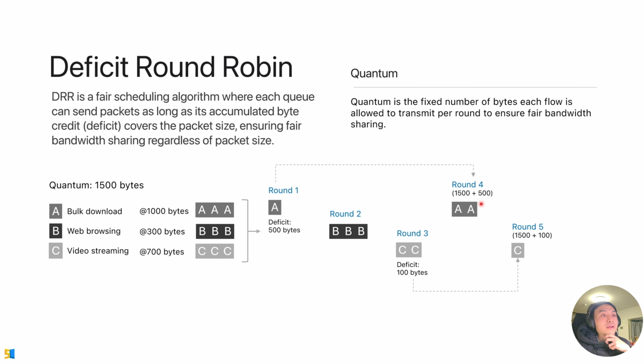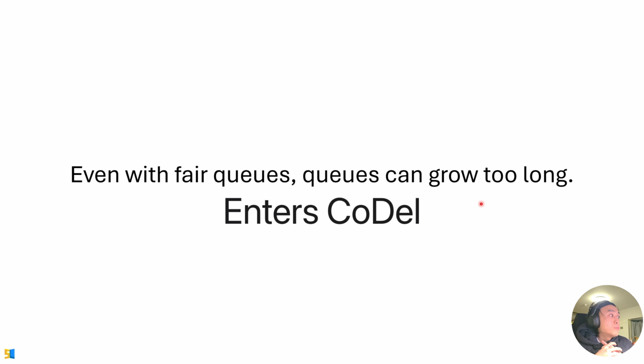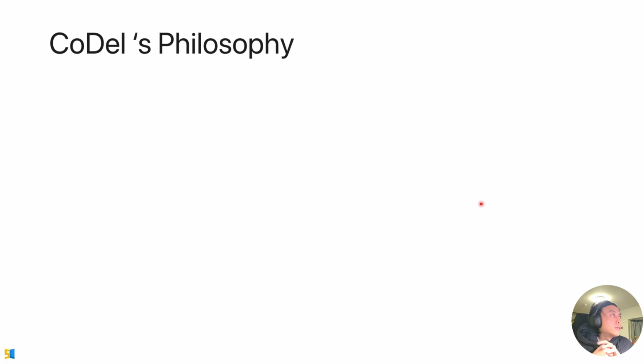And then finally, the fifth round, it will process the remaining packets in flow C. So that's how deficit round robin works. All right, even with fair queues, queues can grow too long. Enter CoDel. So what is CoDel?